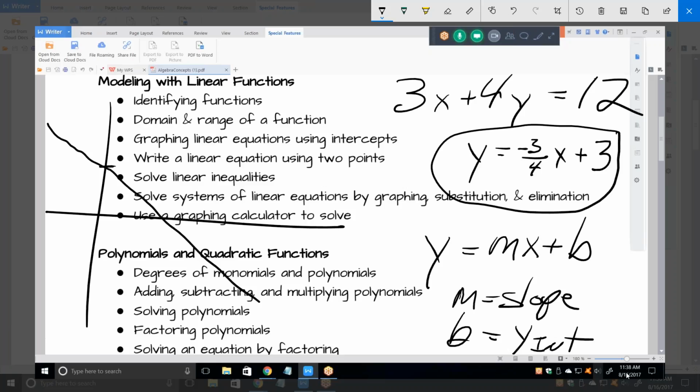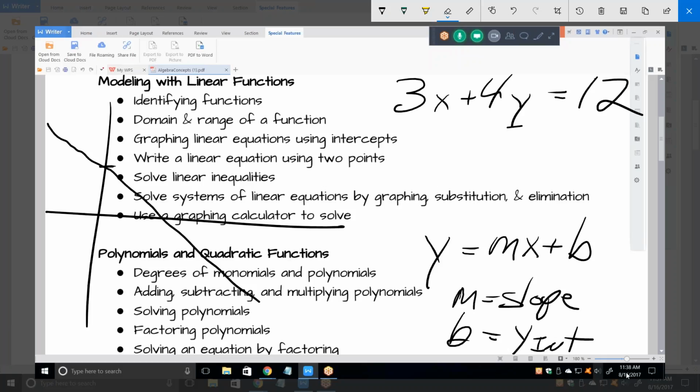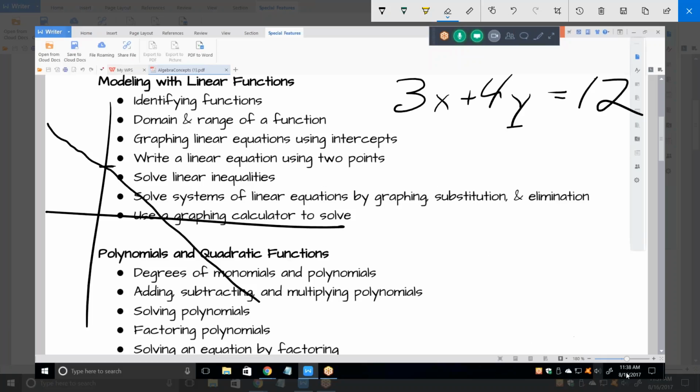However, there's this point where you've got to graph it using intercepts. So instead of going through all of the math to turn it into y equals mx plus b format, let's just graph the two intercepts, the y-intercept and the x-intercept. That'll give me 2 points. Connect the 2 points, and I've got the graph. How do I get the x-intercept?